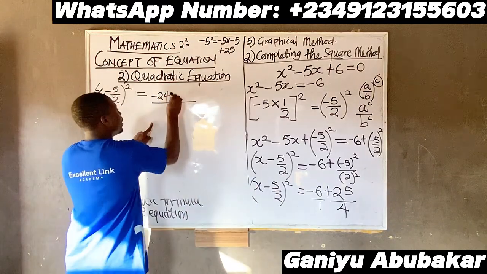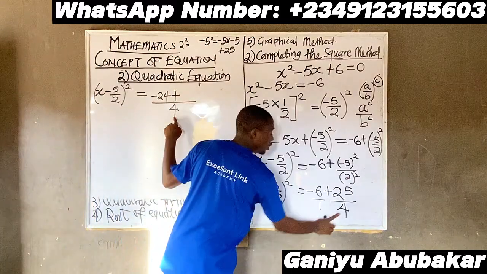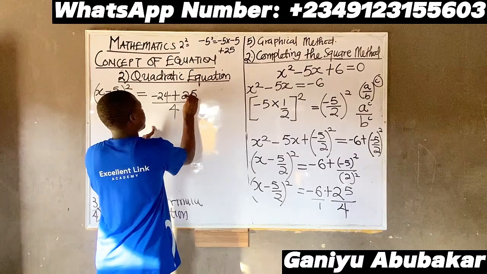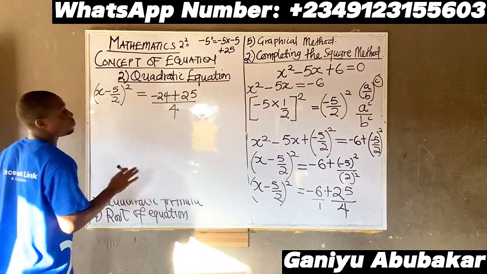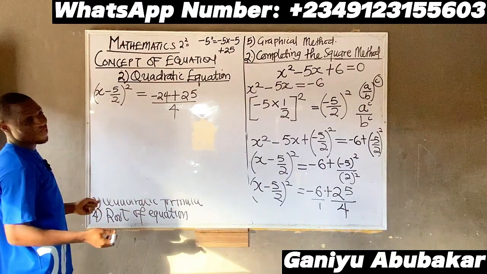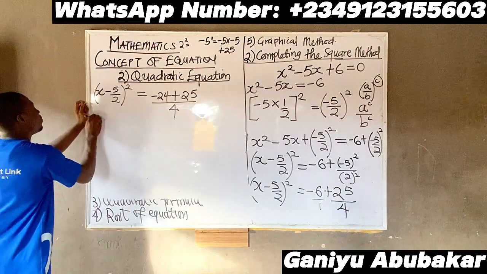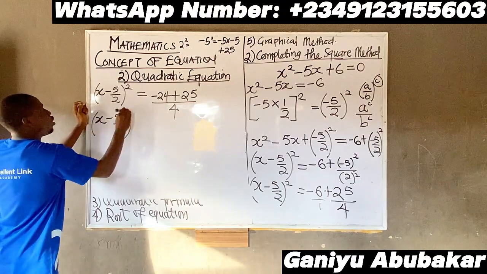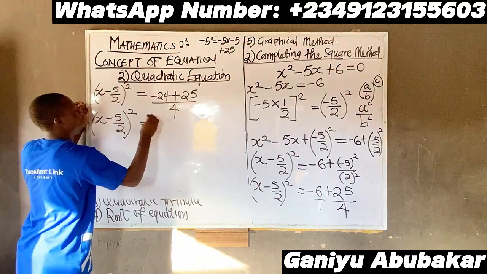Then plus 4 in 4 is 1. And that is what? 25. Alright, that gives you x plus 5 over 2, all squared, is equal to what do I have here?